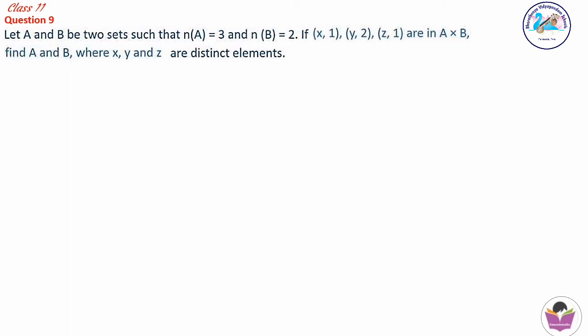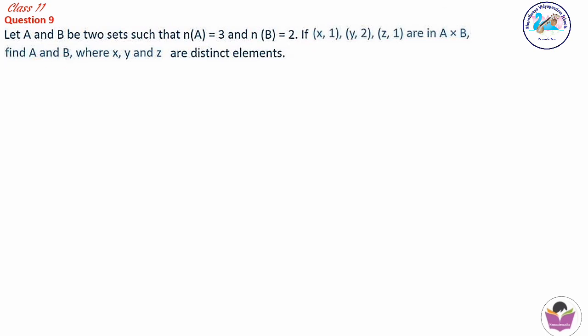So here there are two sets mentioned, A and B. The number of elements of set A is 3, the number of elements of set B is 2, and there are 3 ordered pairs given: (x, 1), (y, 2), (z, 1). These 3 ordered pairs belong to A cross B. So we are asked to find A and B.